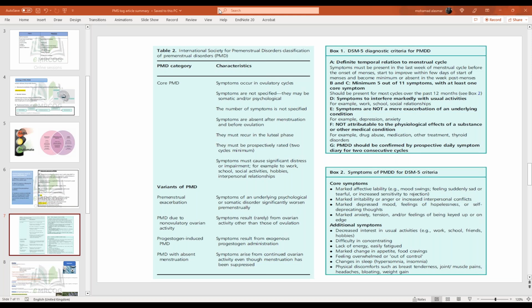What is the criteria for the PMDD? I'll tell you. Let's say A, B, C, D, E, F, G, okay? One by one. A is definite temporal relation to the menstrual cycle, okay? So that means you have to make sure that her symptoms are related to the menstrual cycle. Understood so far? Is it easy so far?